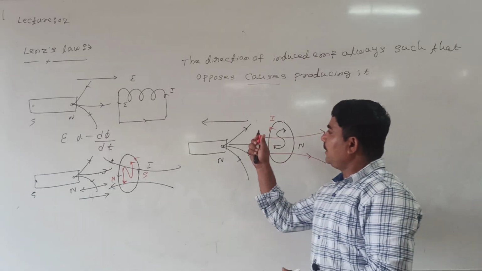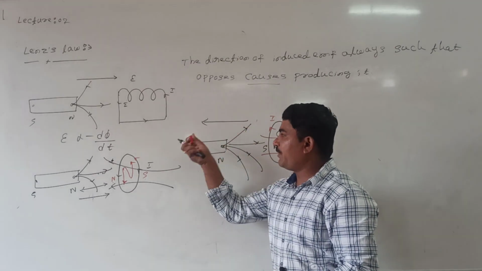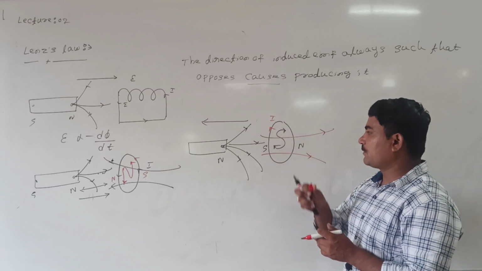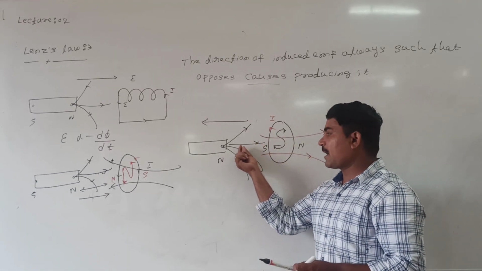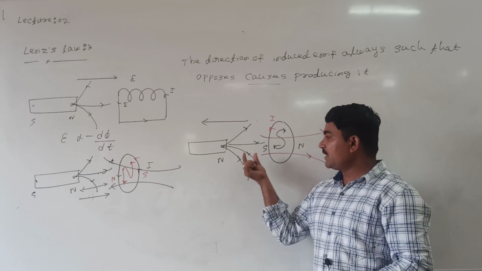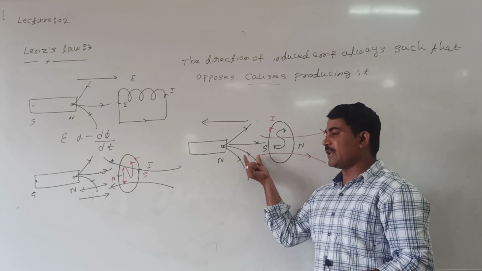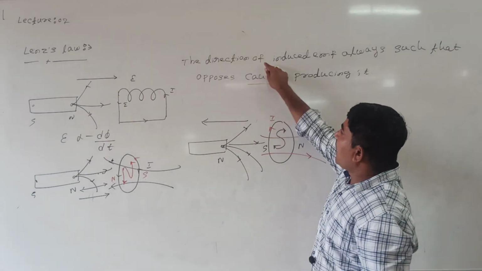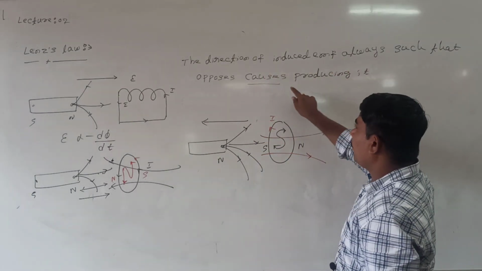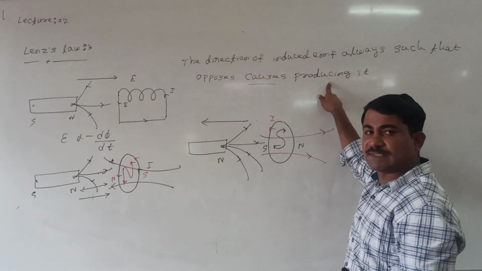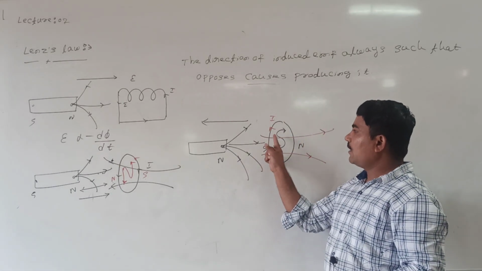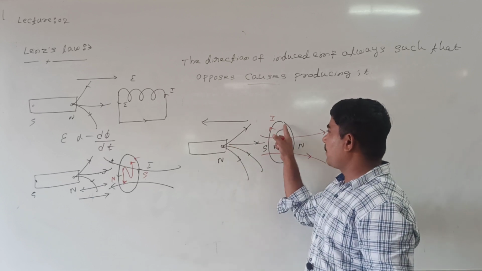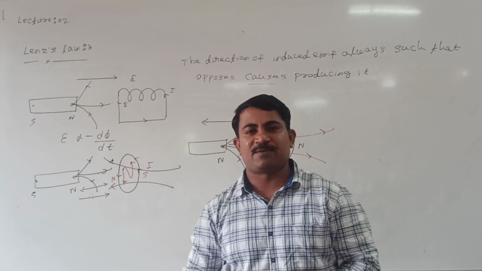Later on, when the north pole of the bar magnet moves away from the coil, there also EMF is induced. The induced EMF or induced current opposes the magnet by attracting. In this case, attracting takes place. In this case, repelling takes place. So the direction of induced EMF always opposes the cause that produces it. By what cause is it produced? It is produced by the motion of the magnet. To that motion, the induced EMF opposes. That is nothing but Lenz's law.